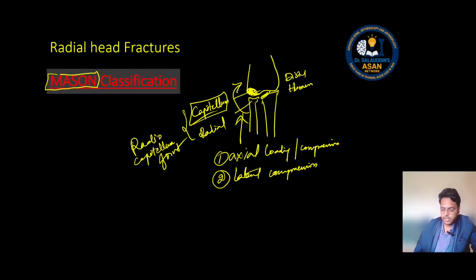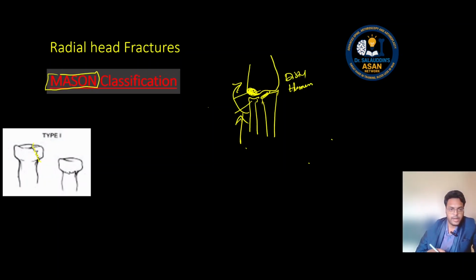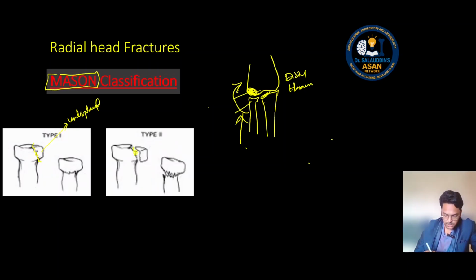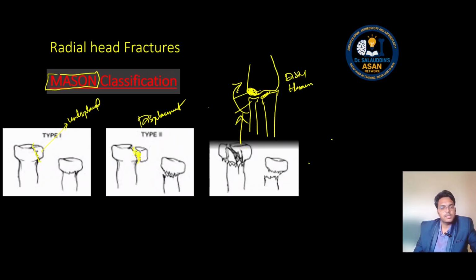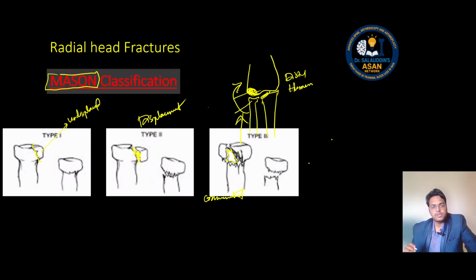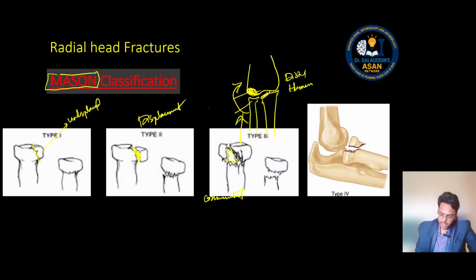The first type is where there is a fracture but it is undisplaced. Next, the fracture is getting displaced, there is a fracture gap, there is displacement. Third is comminuted fracture. There is one more type that is not from Mason, but it is a modification of the Mason classification which was given by Hotchkiss. It is type 4, where there is radial head fracture along with elbow dislocation. If the radial head is fractured and the elbow is getting dislocated, it can be any type of radial fracture: 1, 2, 3. Any type of radial head fracture along with elbow dislocation is called type 4, which is a Hotchkiss modification in the Mason classification.